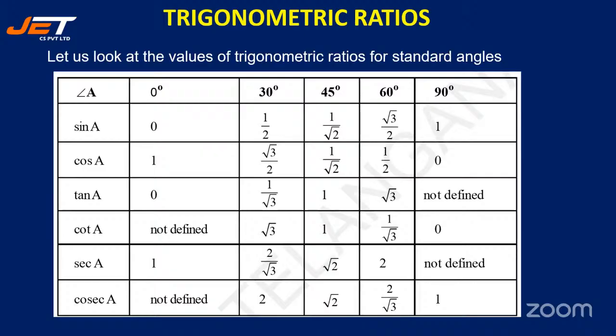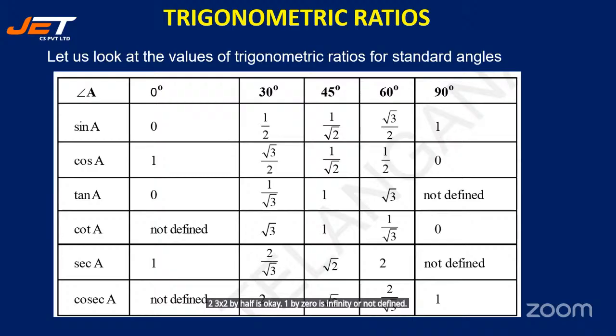Next, we have tan. Tan theta is nothing but sine by cos. 0 by 1 is 0. Half by root 3 by 2 is 1 by root 3. 1 by root 2 by 1 by root 2 is 1. Root 3 by 2 by half is root 3. 1 by 0 is infinity or not defined.